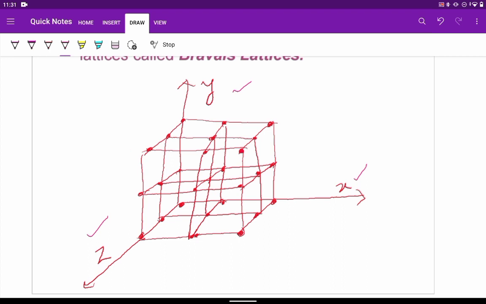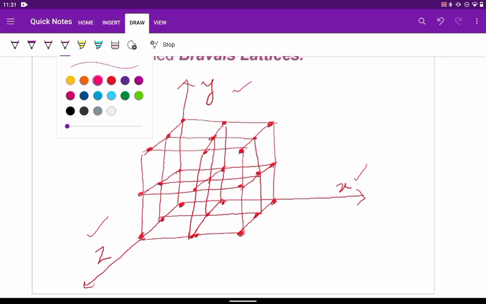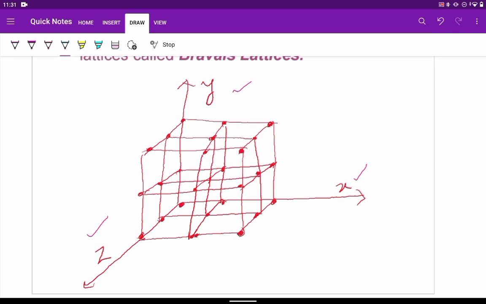First of all, if we want to draw this, we can draw the axes first, starting from this point. I'll show you with a different color. Now see, you start from here. From this point we can draw the three axes. Then we draw one cube. First we draw this cube from here to here.